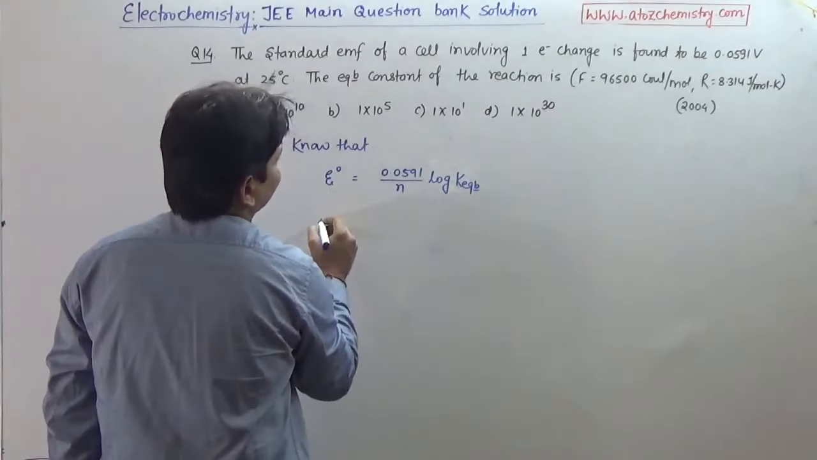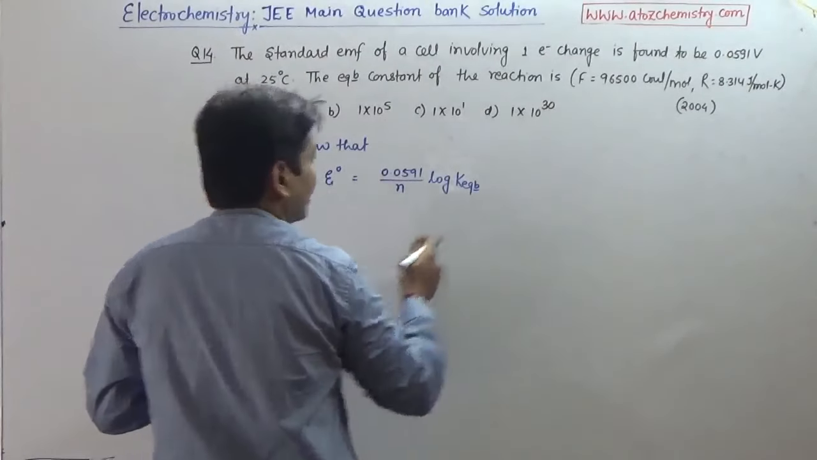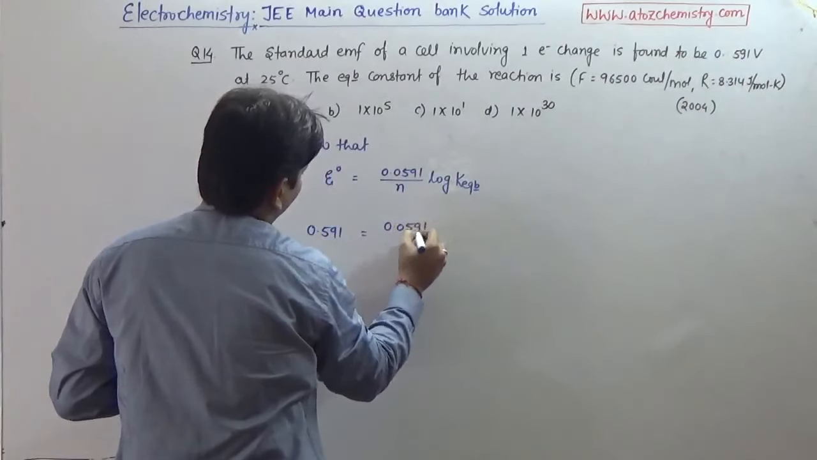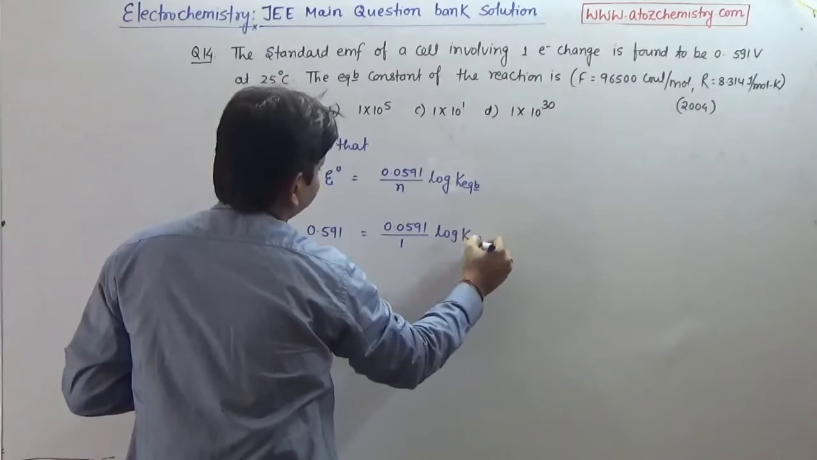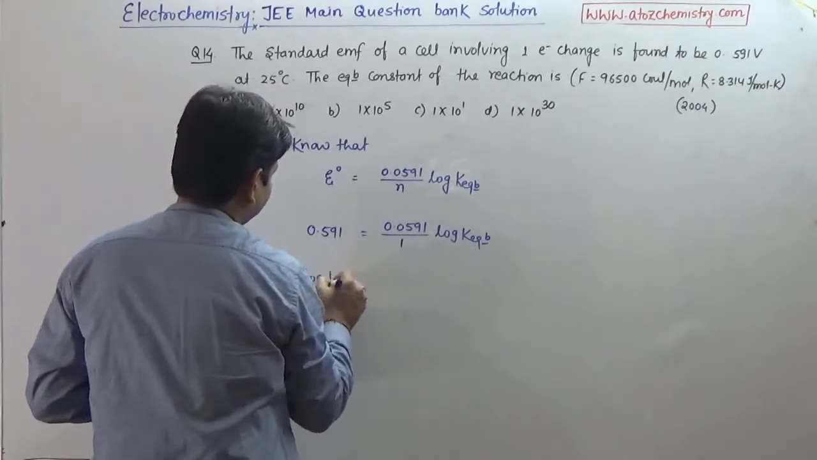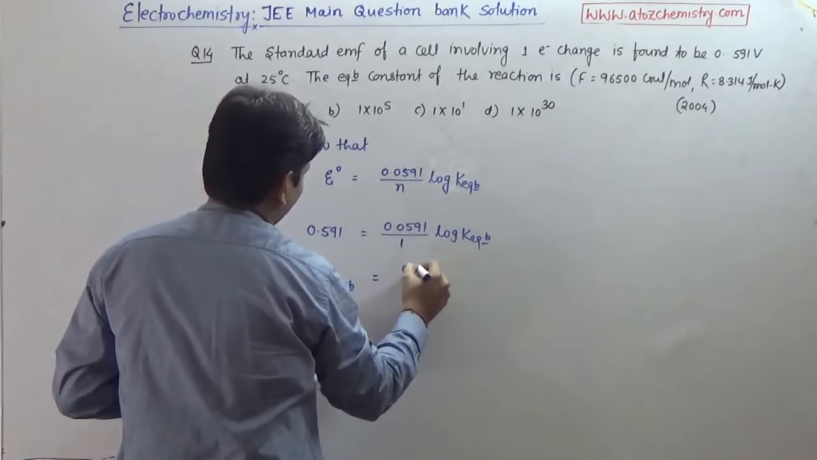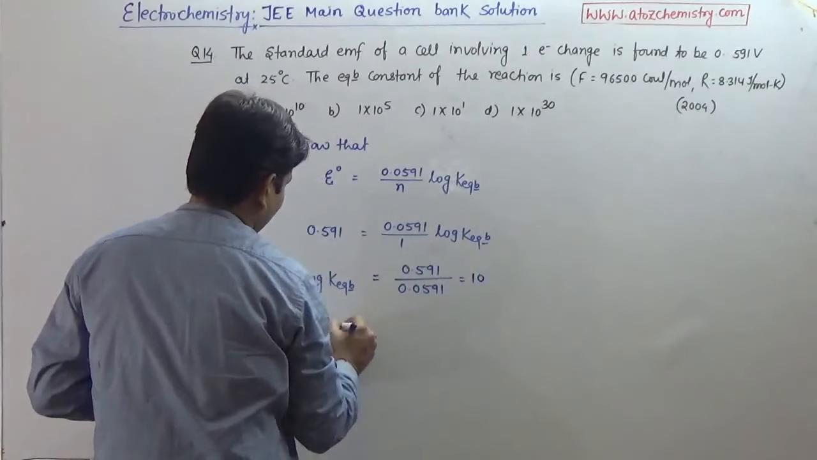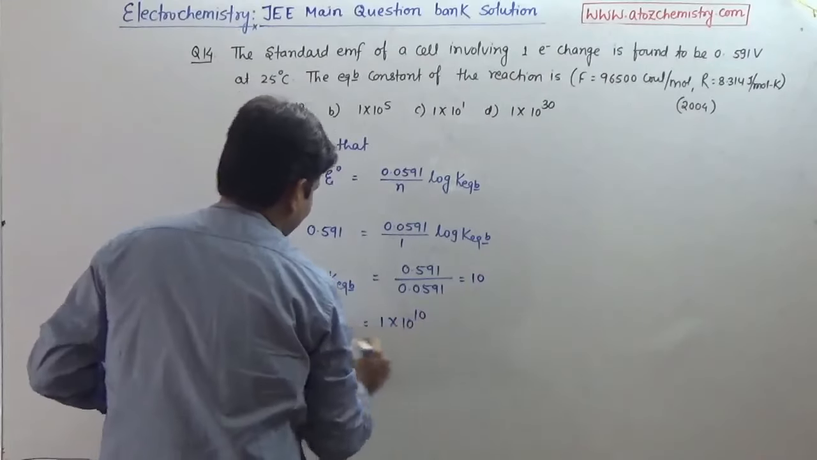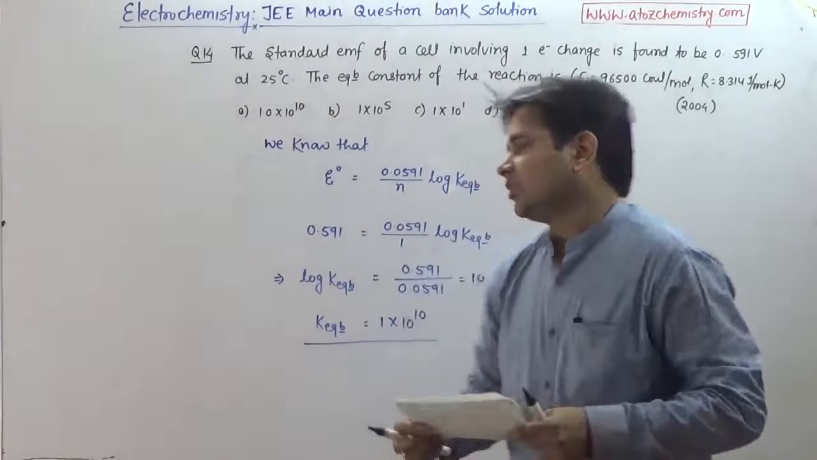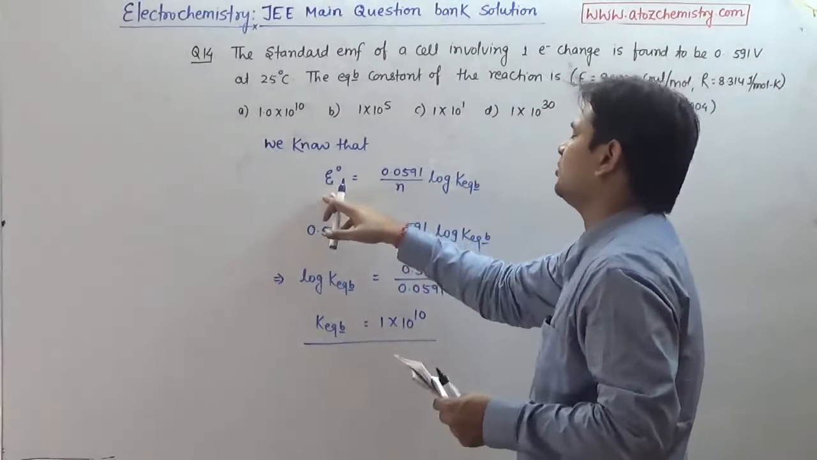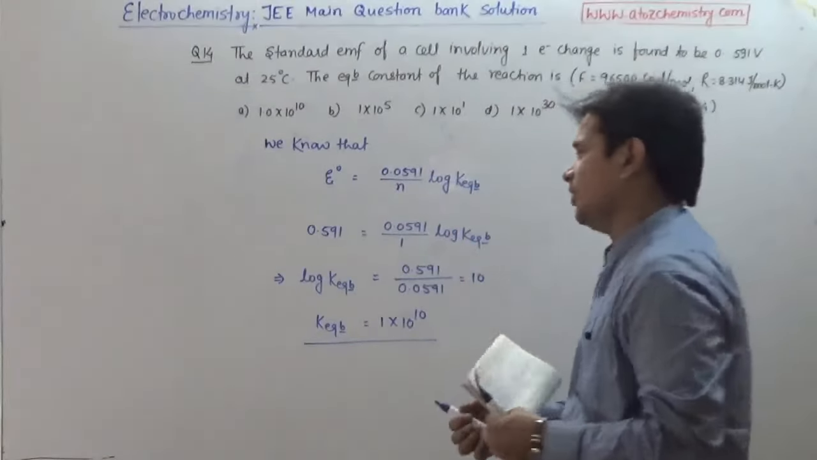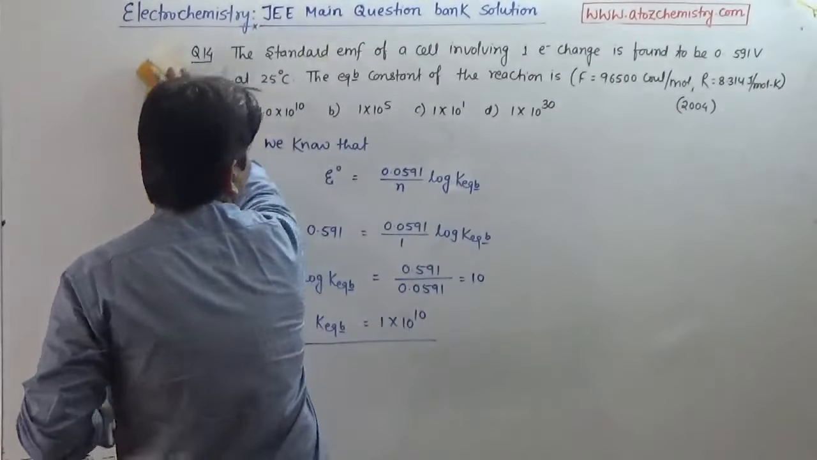So the E naught value is given as 0.591, not 0.0591. The number of moles of electrons is given as 1. It means that log K equilibrium is 0.591 divided by 0.0591, which is equal to 10. So K equilibrium is equal to 1 into 10 to the power 10. We can easily see that this is the relationship: E naught cell is equal to 0.0591, or sometimes written as 0.0592, divided by n log K equilibrium. This is the question that was asked by JEE Main in 2004.